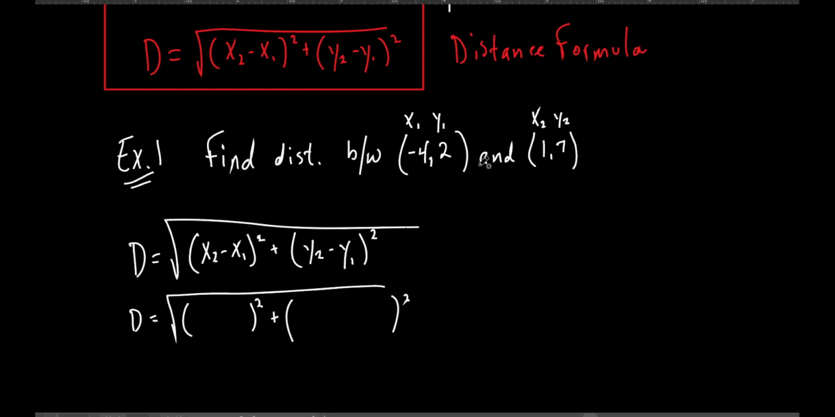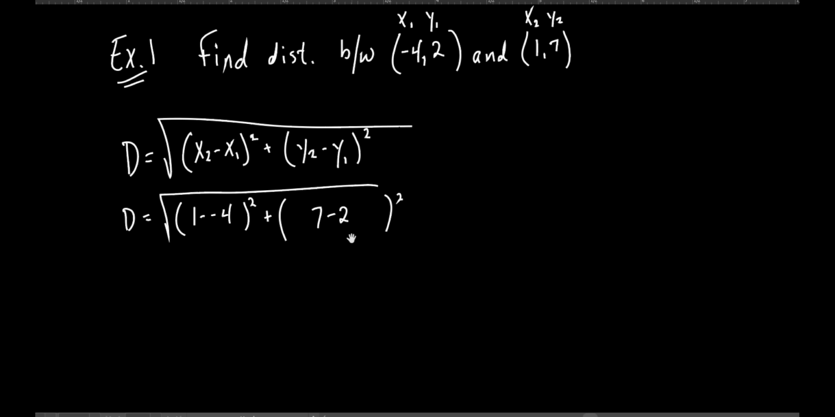So we subtract the x's. Does it matter what order we subtract the x's in? Does not make any difference, okay? I'm going to go 1 minus -4. Why would I go that way? Yeah, because you get a positive, all right? What about the y's? How would you subtract them? Yeah, and again, it does not matter. Now, slope's a different story, all right? But midpoint doesn't matter either.